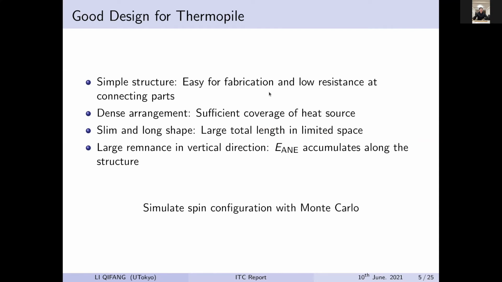So here we have several requirements for good design of a thermopile. The first one, we need to have a simple structure. Then we need a dense arrangement so that we can cover the heat source sufficiently. Then we need to use slim and long shapes for a large total length in limited space. Finally, we need to ensure that there is a large remnant magnetization in vertical directions. Thus, the anomalous Nernst electric field can accumulate along the structure. And I will simulate thin configuration with Monte Carlo simulation.